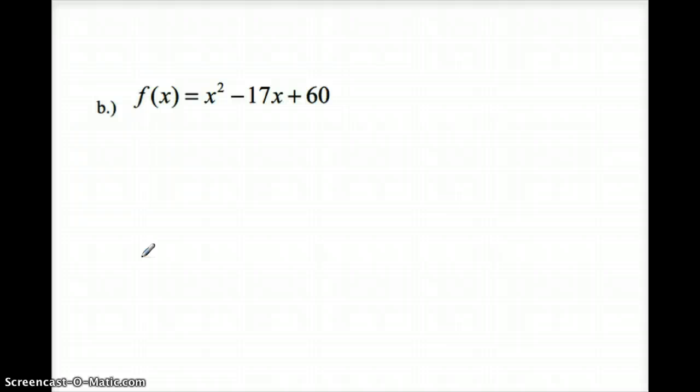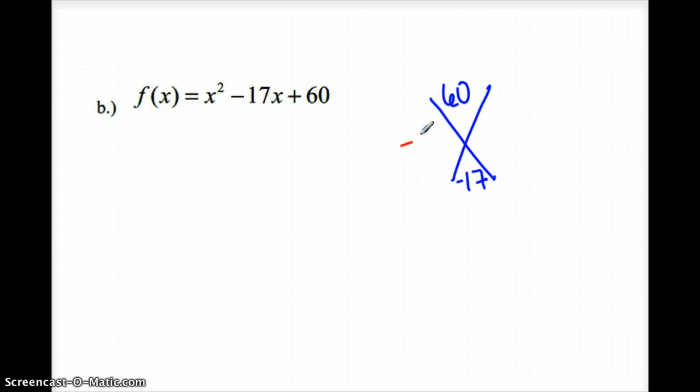Okay, so let's try another one. I need to do an X puzzle. 60 on top, -17 on the bottom. What two numbers multiply to 60 and add to -17? Well, they're either both positive or both negative to multiply to a positive number. I think we're going to need -12 and -5. They'll multiply to +60 and add to -17.